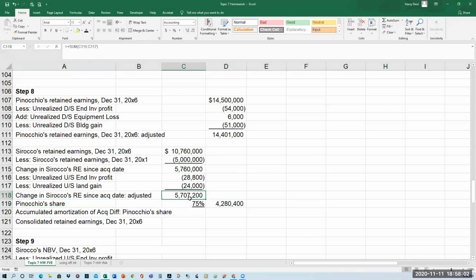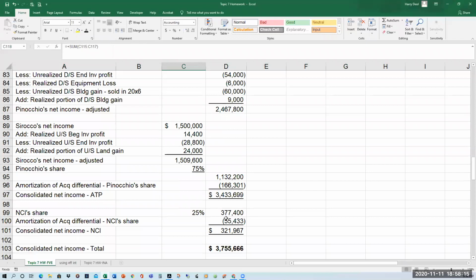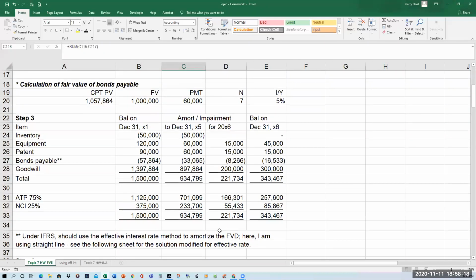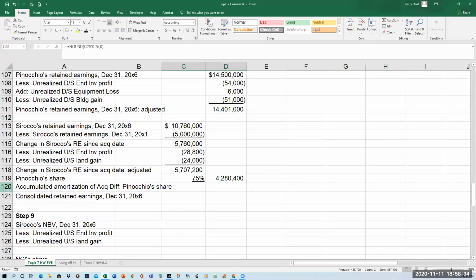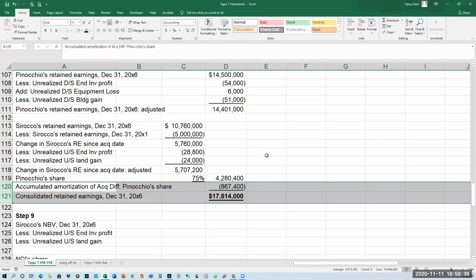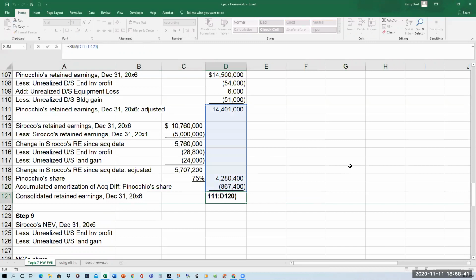So 75% of this adjusted change belongs to the parent company, 4,820,000. The accumulated amortization of the acquisition differential, the parent company's share only, works out to, so if you go back to step 3, of the total amount of amortization, the amount belonging to the parent company is 701,099 plus 166,301, or a grand total of 867,400. So that 867,400 we subtract to get consolidated retained earnings, December 31st, 2006, $17,814,000.